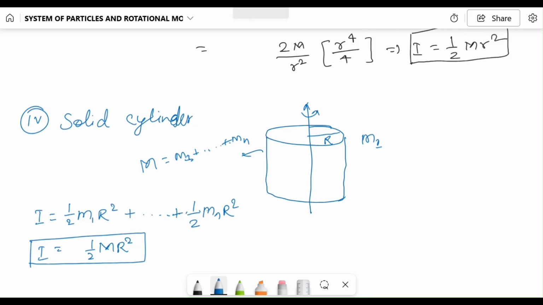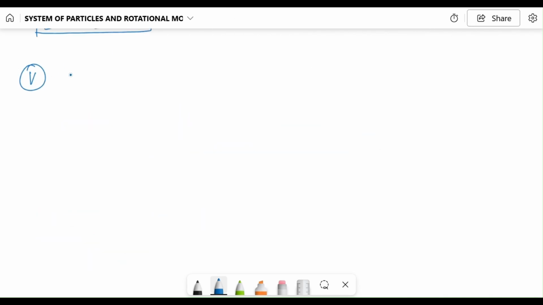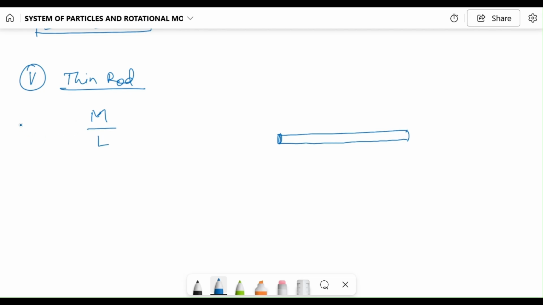Now let's move to the next, let's take a thin rod. So let's say we have a very thin rod here, so that we can consider it a one dimensional mass arrangement. If it has total mass m and its total length is capital L, we can write its linear mass density as m divided by L.